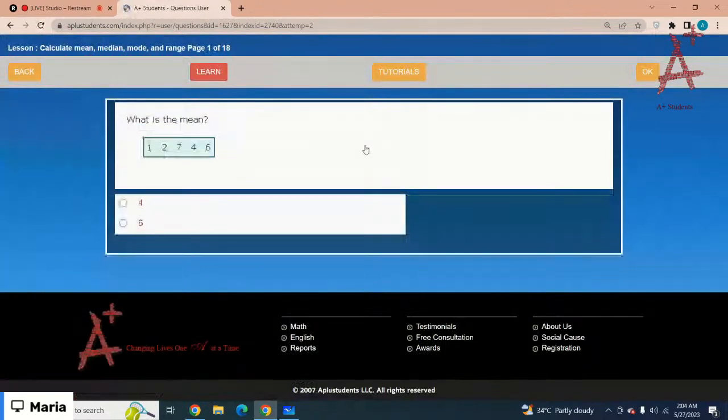Okay, let's start with the first one. You have to calculate the mean. For the mean, you have to add them all, and then divide by the number of numbers in the group. There are 5 numbers: 1, 2, 3, 4, 5. Just add them up and divide them by 5. Got it?